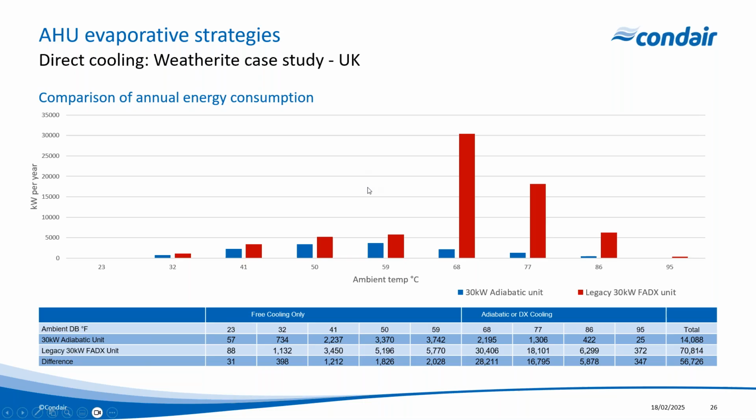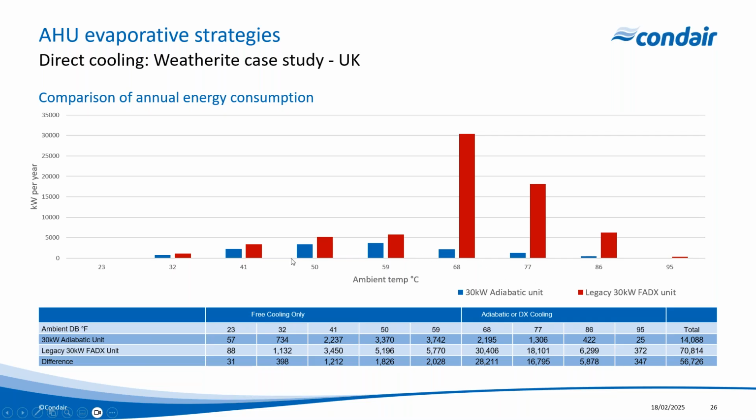So this table shows when you're going to experience those savings, and you can see that it's when we're experiencing the higher air temperatures, the legacy equipment would have to turn on the DX cooling system, and we see that increase in power consumption. So on the side here, we have the kilowatts per year. On the bottom, we have the ambient air temps.